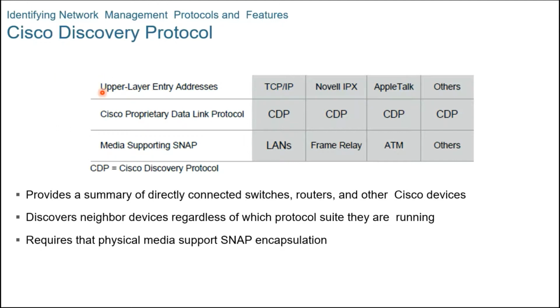So CDP provides a summary of directly connected switches, routers, and other Cisco devices. CDP is a media and protocol independent protocol that is enabled by default on each supported interface of Cisco devices, be it routers, access servers, and switches. The physical media must support subnetwork access protocol encapsulation.